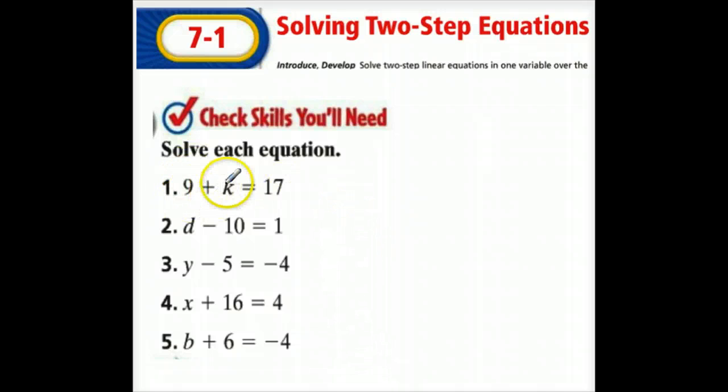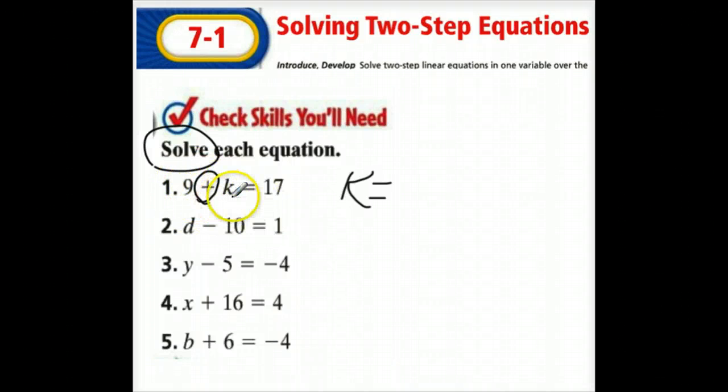Number 1, 9 plus k equals 17. To solve an equation, you want the variable isolated or all by itself. I want my final answer to be k equals something. So, looking here, k is attached to the 9 with an addition sign.